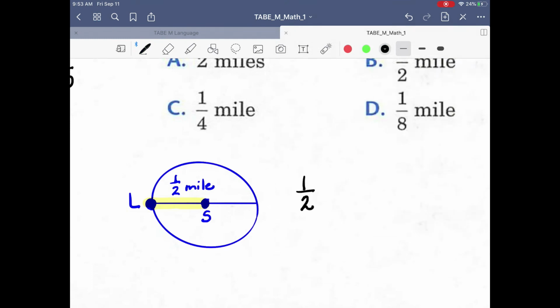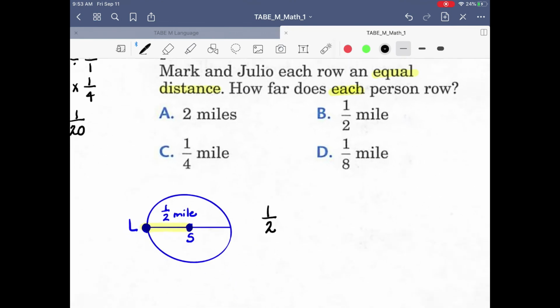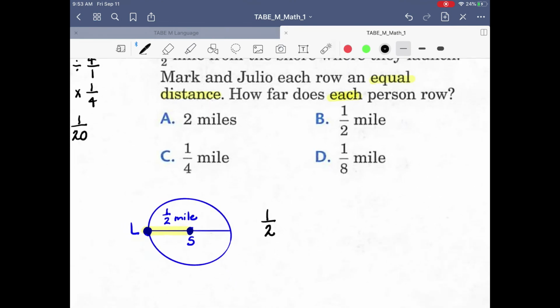So we've got our dividend. We've got that first number. Mark and Julio, that's two people, and they each row an equal distance. So we're going to divide that distance two ways. So 1/2 times 1/2 is 1/4 of a mile. So Mark rode 1/4 of a mile and Julio rode 1/4 of a mile, and then they were at their fishing spot. So the answer to number 9 is C.